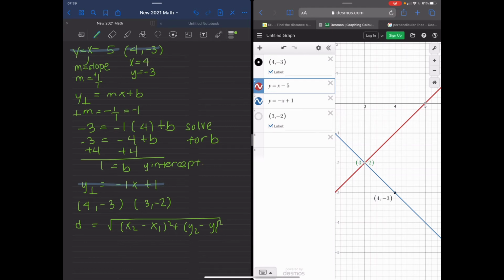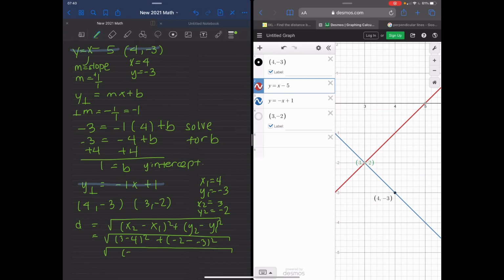Okay, so just so you know, to substitute, x1 equals 4, y1 equals -3, x2 equals 3, and y2 equals -2. Yeah, so we need to find the distance. So I get d equals the square root of (3 minus 4) squared plus (-2 minus -3) squared. And I'm just simplifying in the parentheses underneath the square root.